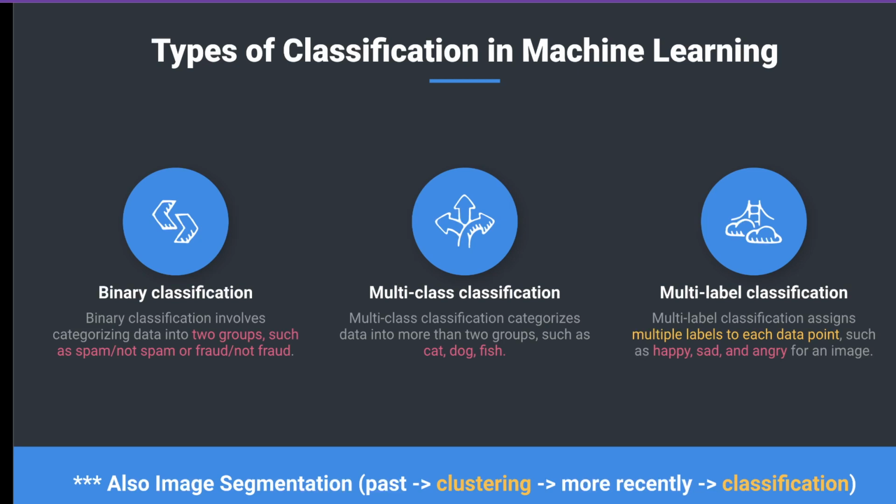Types of classifications in machine learning. Well, there's binary, which we've talked about. Is it spam, not spam? Is it fraud, not fraud?